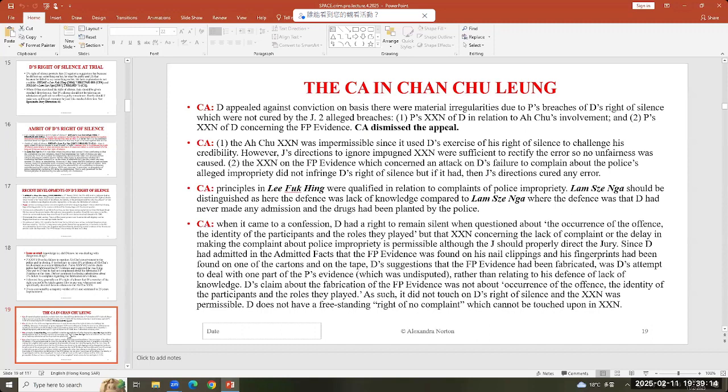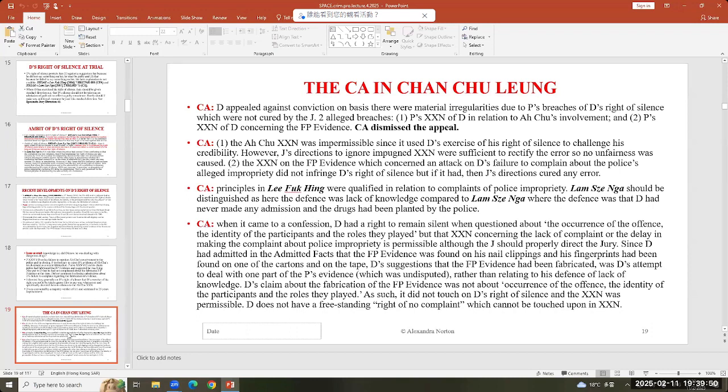So I've set out for you there in quite some detail. And remember, this is just a refresher, right? But basically, the Court of Appeal were of the view that the prosecutor should not have cross-examined the defendant on the failure to mention Archu earlier, because that went to his defense of lack of knowledge. So that cross-examination was impermissible. And the prosecutor had also referred to this line of cross-examination about Archu in closing submissions. So that should never have happened.